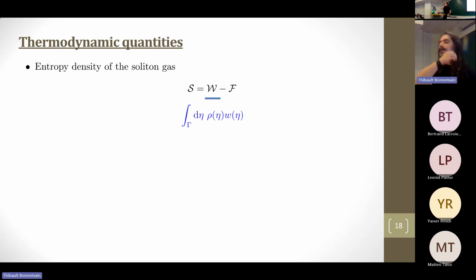With all this, as I said earlier, I specified my GGE, so I can use now those results to construct various thermodynamic quantities using the usual methods from statistical mechanics. And the first thing I can look at is the entropy density of my soliton gas.